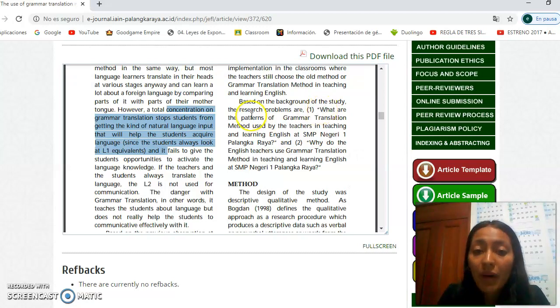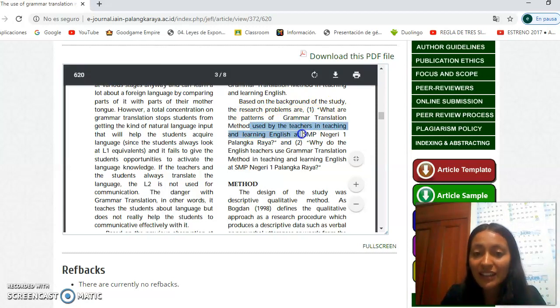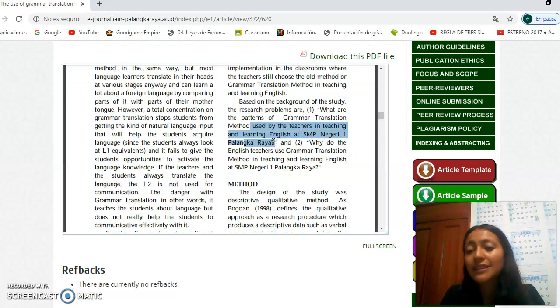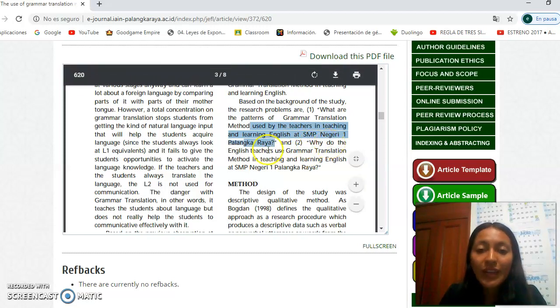What are the patterns of grammar translation method used by teachers in teaching and learning English at SMP Nigeria Palangkaraya? And the second question, why do the English teachers use grammar translation method in teaching and learning English at SMP Nigeria Palangkaraya?